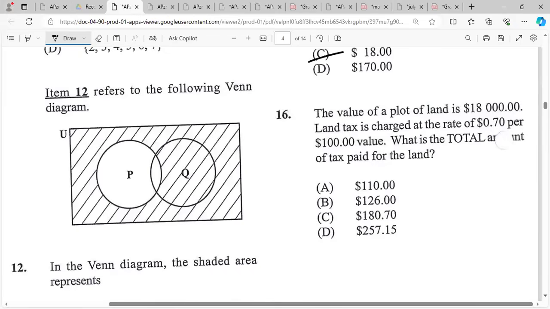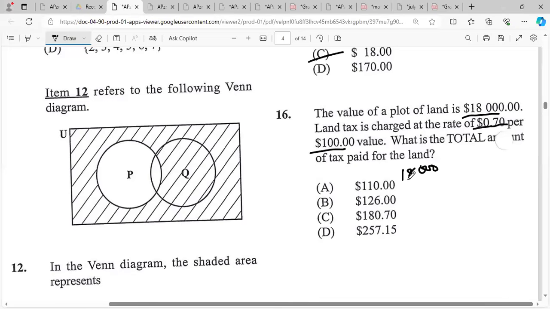Question 16 says the value of a plot of land is 18,000. Land tax is charged at a rate of 70 cents per 100 value. The total amount of tax paid, this one is a repeat as well. So the total is 18,000 and they give us the rate in terms of 100. So we need to find out how many 100s are in 18,000.